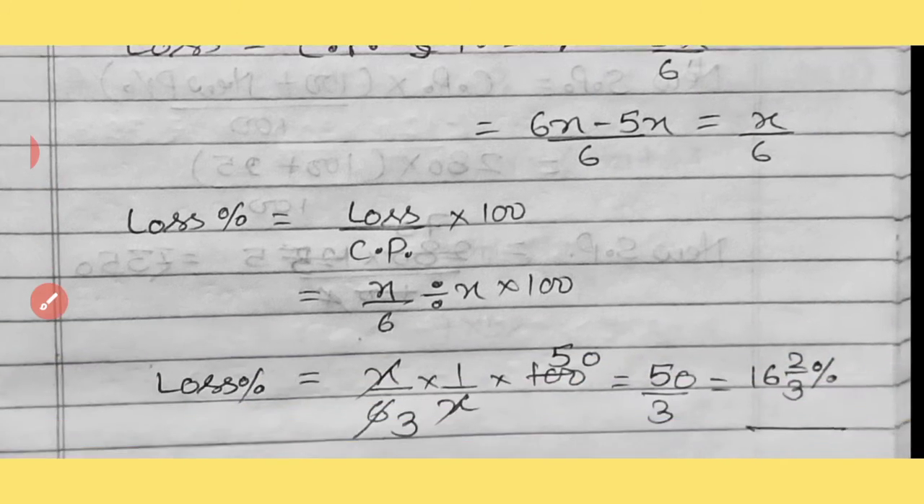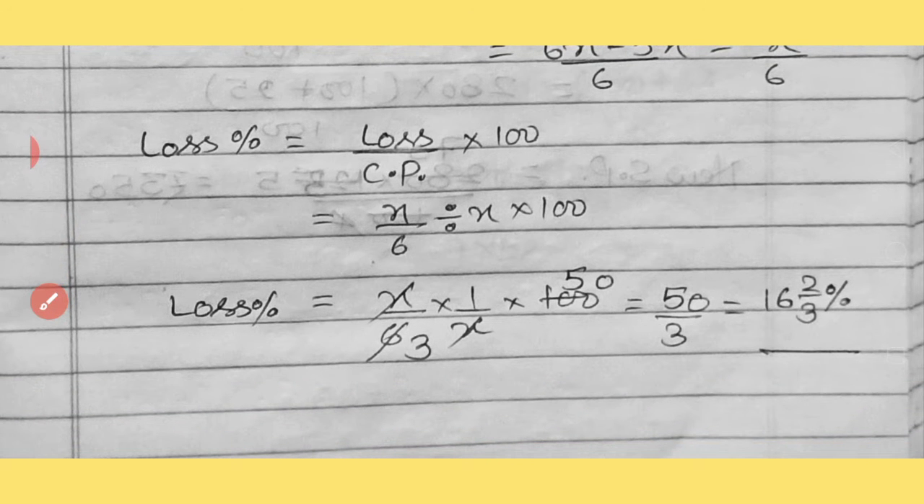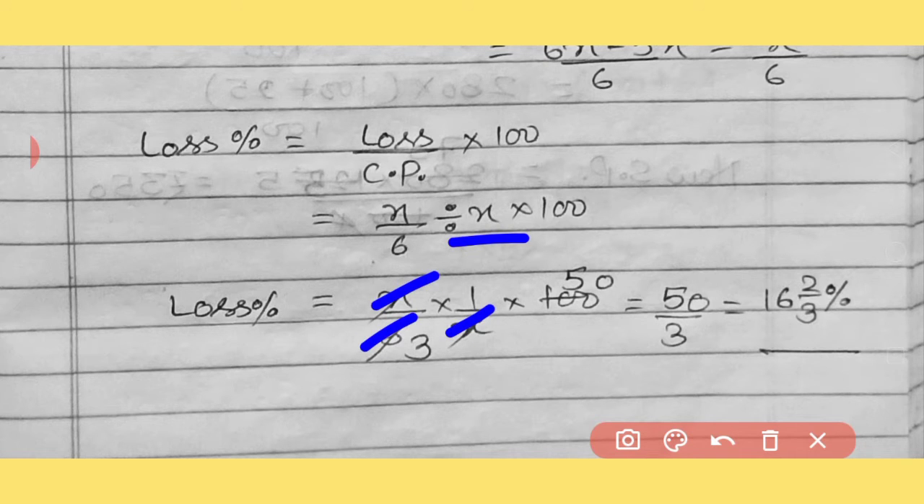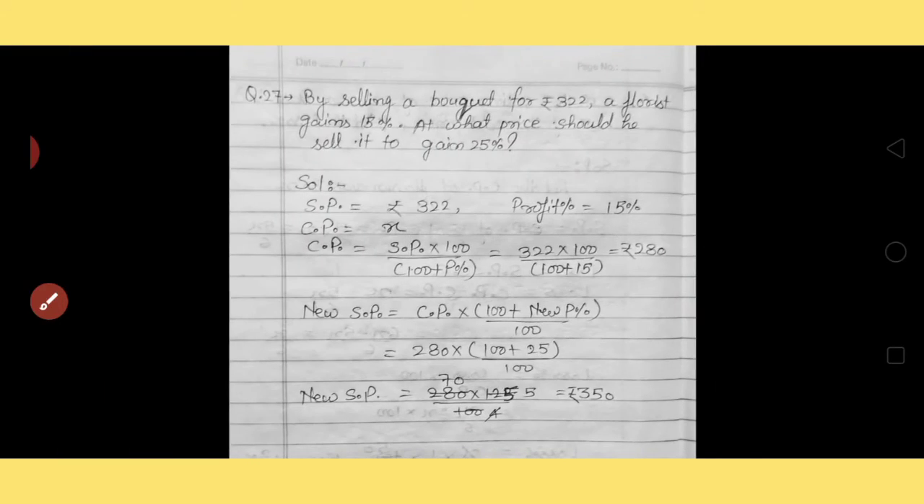Now we have to find out the loss percentage. Loss percentage is equal to loss upon CP multiplied with 100. Loss is X upon 6 divided by X. So it becomes X upon 6 multiplied with 1 upon X. X is divided by X. 6 divides 100, 50 times, and it remained 3. So 50 upon 3, which changes into 16 2 by 3%.